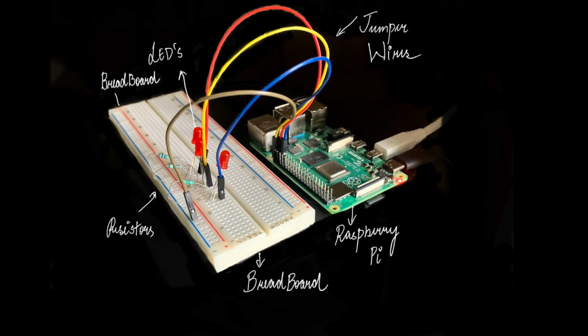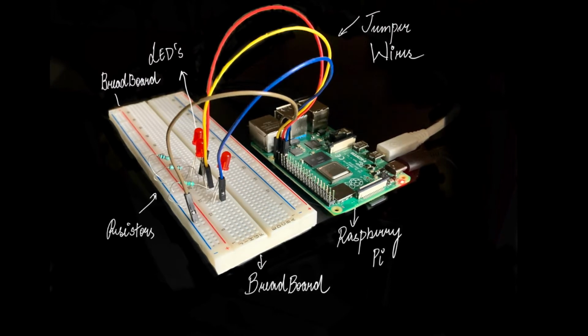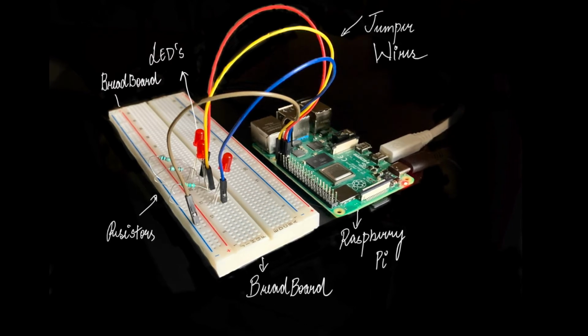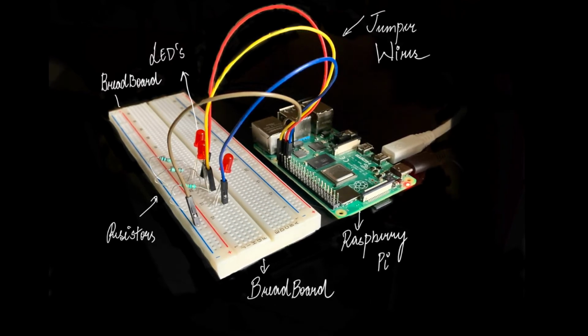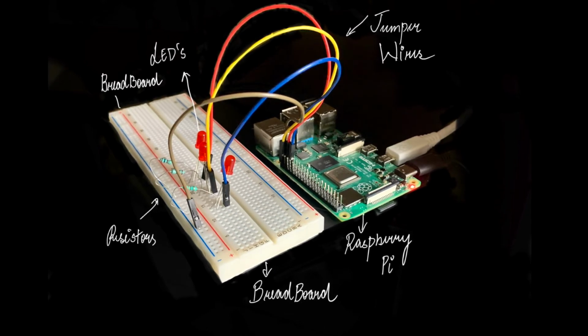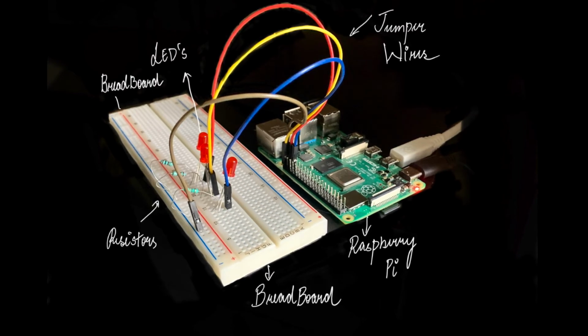As for the setup, we can see that this is the whole setup which we have created for our task, and it has some requirements. We require some jumper wires, one Raspberry Pi obviously, a breadboard, some resistors and some LEDs. The requirements are three LEDs and three resistors for this task, and the connections are as follows.